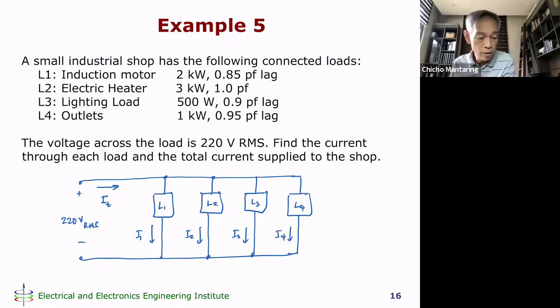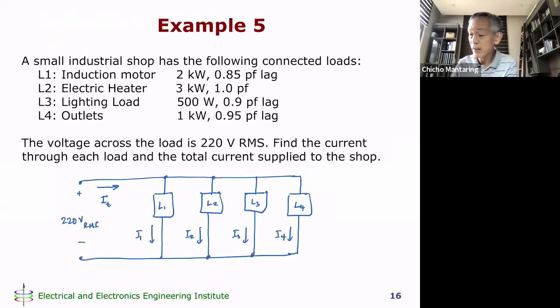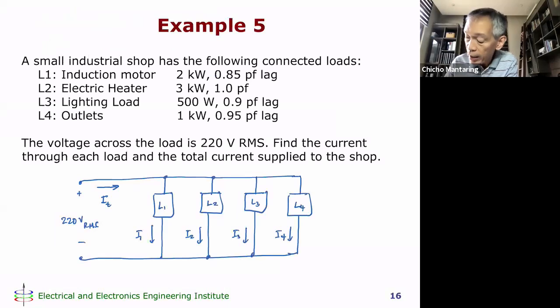Let's consider each load separately. Starting with L1, L1 is 2 kilowatts at 0.85 power factor lag. Now the voltage across all my loads is 220 volts RMS.